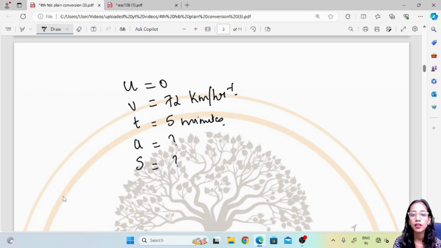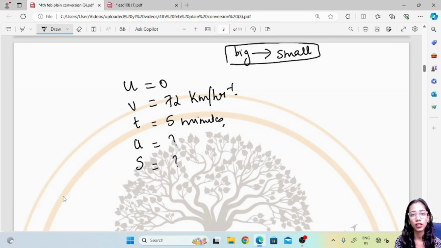Now the next step will be conversion. This is in minutes and this is in kilometers per hour. So always know the bigger quantity is made into a smaller quantity. We could have done this also in hours, right? But this is the rule, always the bigger quantity is converted to a smaller quantity. So how do we convert this? 1 kilometer is equal to 1000 meters. So 72 multiplied by 1000, and this is per hour, right?